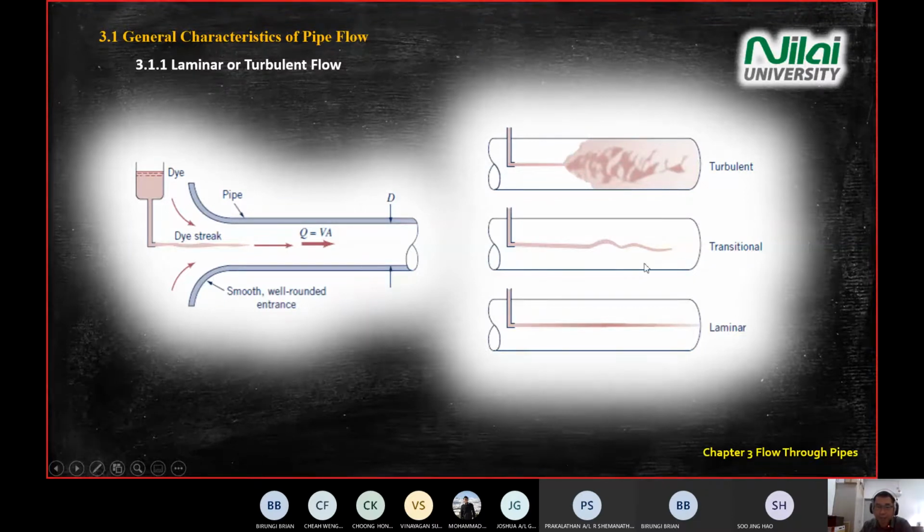In a later slide, I will show you the mathematical model of how we define this based on the speed that we have. All right.